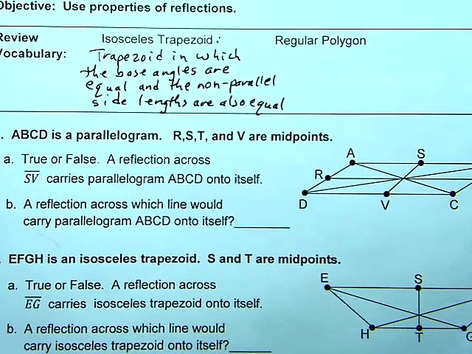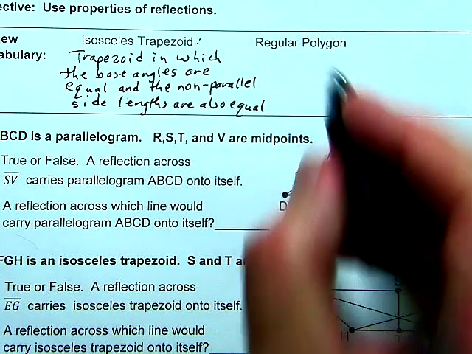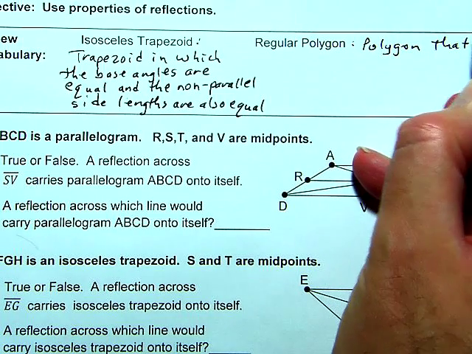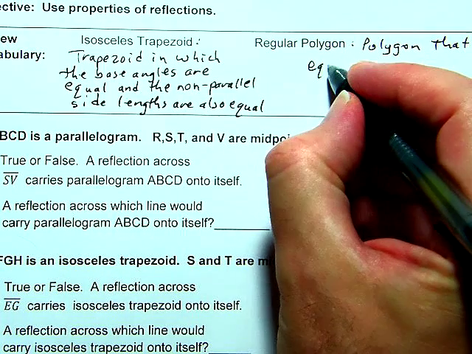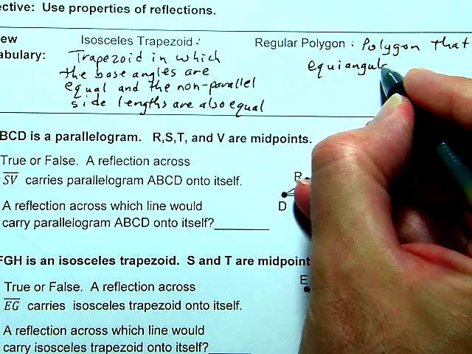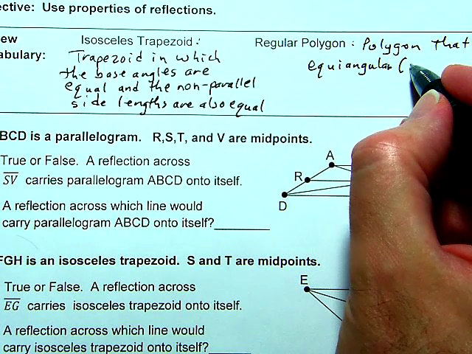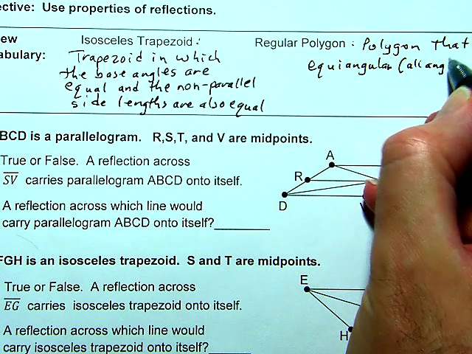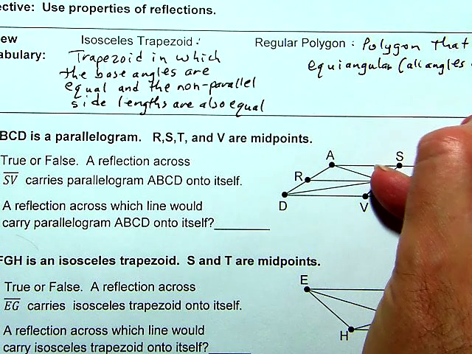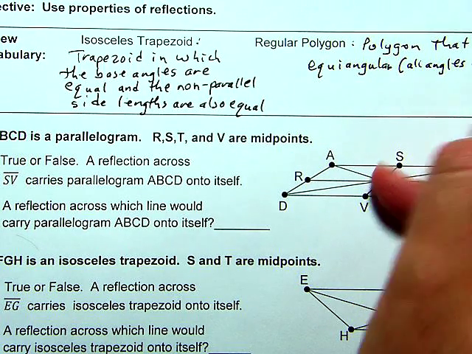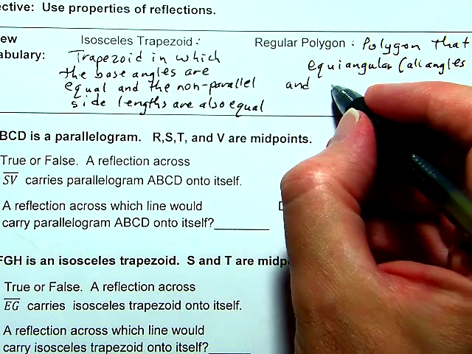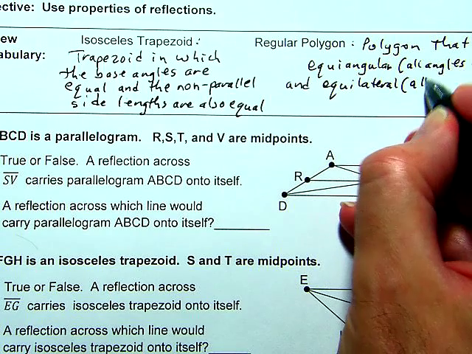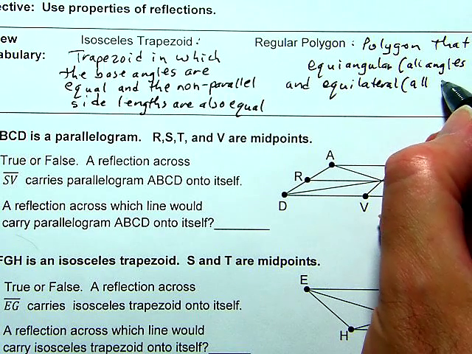And then we have a definition of a regular polygon, which is a polygon that is equiangular, meaning all angles are equal, and equilateral, meaning all side lengths are equal.